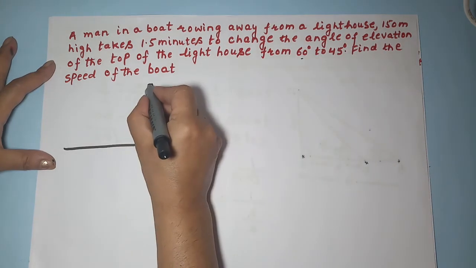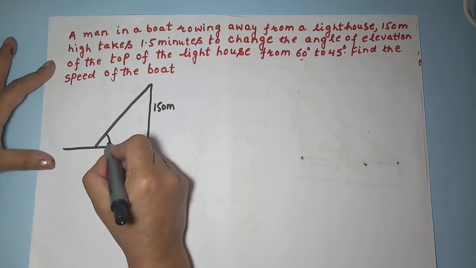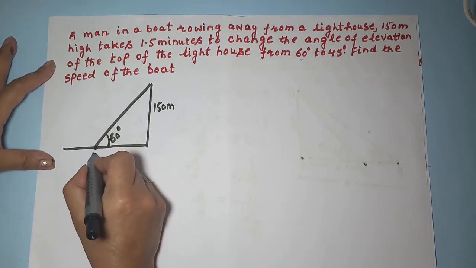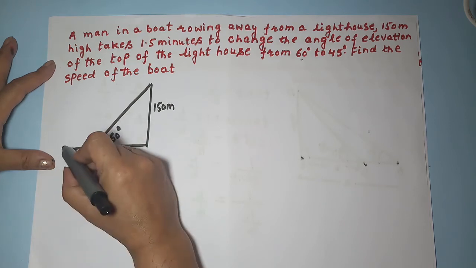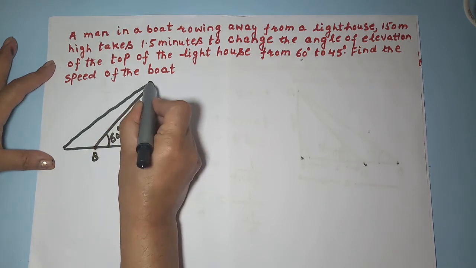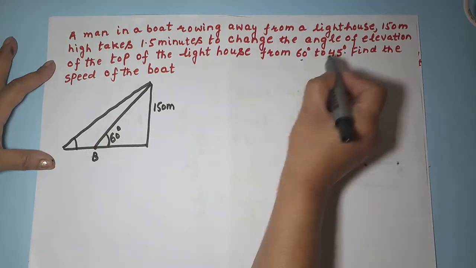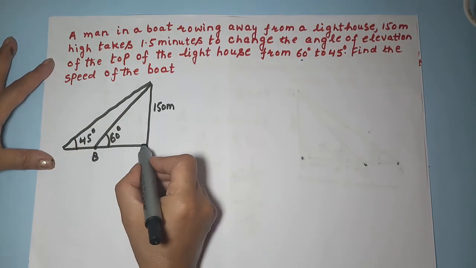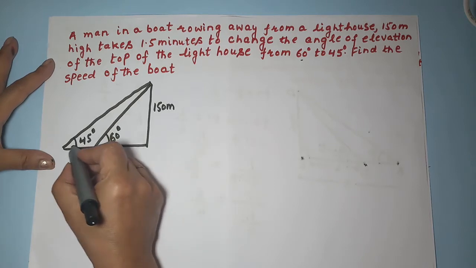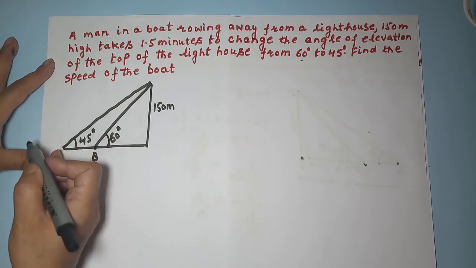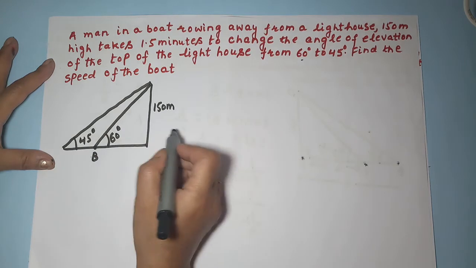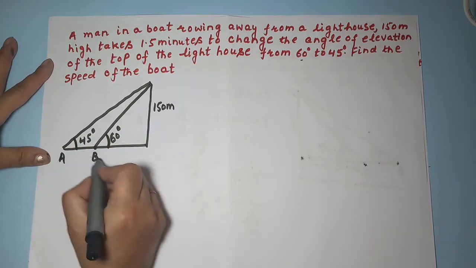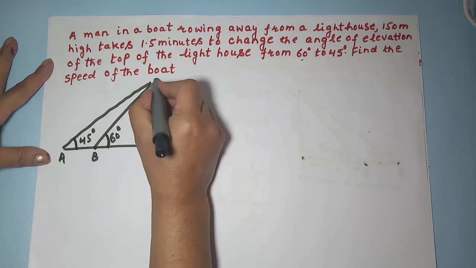Okay, so when he was here at 60 degrees angle of elevation, that means, let me name this point as B, then he reached here when the angle of elevation was 45 degree. We know that the angle of elevation goes on decreasing if you move from the tower to further. So this will be 60, this will be 45. Let me name this point as A, this is B, this is C, and let this be D.